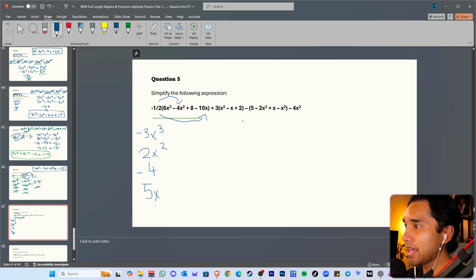Okay. And now these ones seem easier. So we have 3x squared, and then 3 times negative x and 3 times 2. Let's go ahead and write it in a row where the terms match. So 3x squared right here, negative 3x, and then 3 times 2 is 6. And actually, I'm going to switch these terms around.